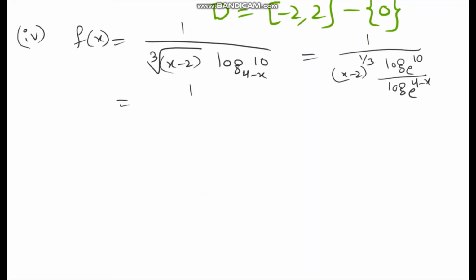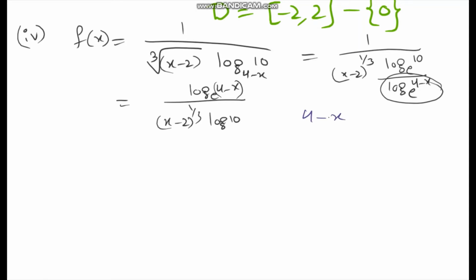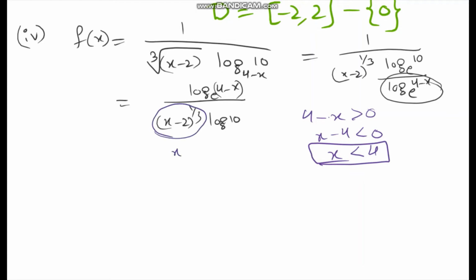This is equal to 1 by x minus 2 whole power 1 by 3 into log 10. This log of 4 minus x comes to the numerator, so it's log 4 minus x to the base e. This is defined only if 4 minus x is more than 0. X minus 4 should be less than 0 and x should be less than 4. And also in the denominator, this x minus 2 should not be equal to 0. So x does not equal 2.